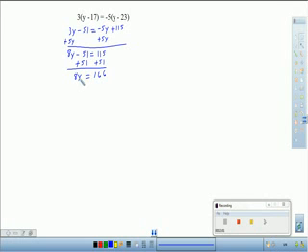And now since I have 8 times y, I want to undo the 8 times y, and I would do that by dividing by 8. So 8 divided by 8 is simply 1, so they cancel each other out there, and that leaves me with y as equaling 20.75 when I divide 166 divided by 8.